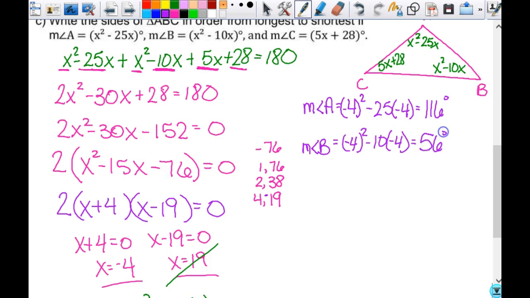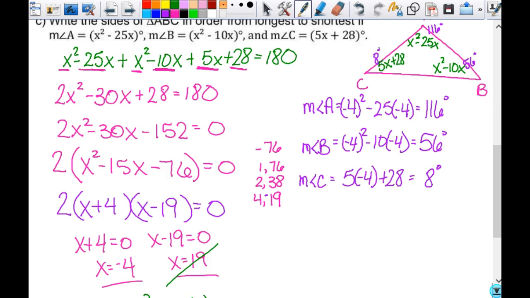56. And then the measure of angle C is equal to 5 times negative 4 plus 28. Okay, so that gives me negative 20. Uh-oh. Plus 28, what does that give me? 8. If I add those 3 numbers up, what should they give me? 180. Okay, so you can check yourself that way if you need to. But there are your three angle measures, right? So angle A is 116, B is 56, and C is 8 degrees.